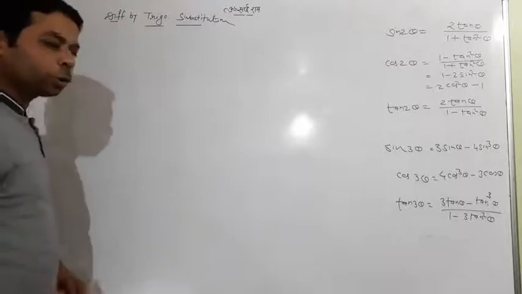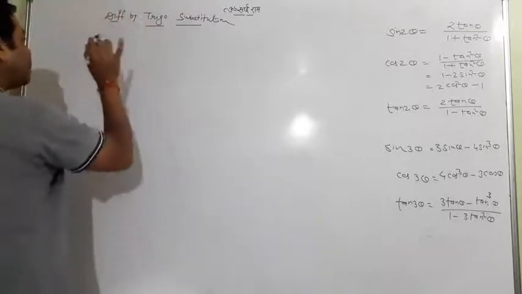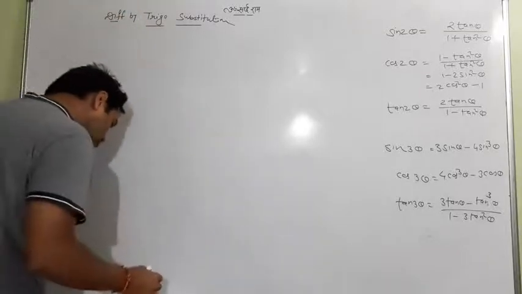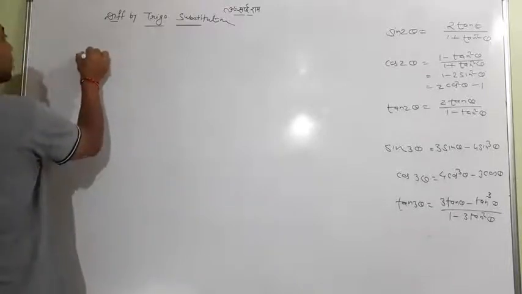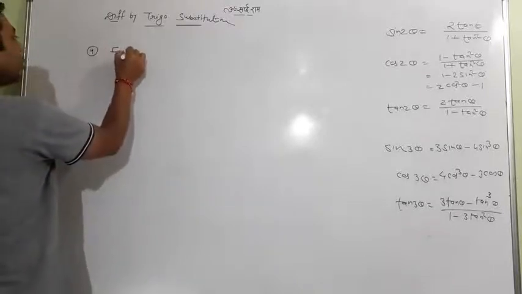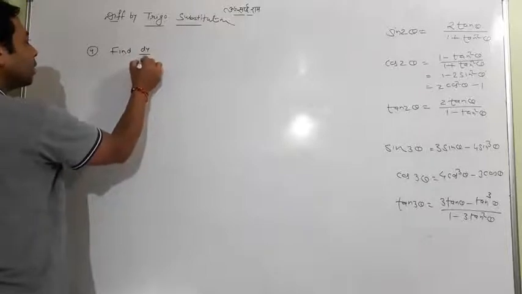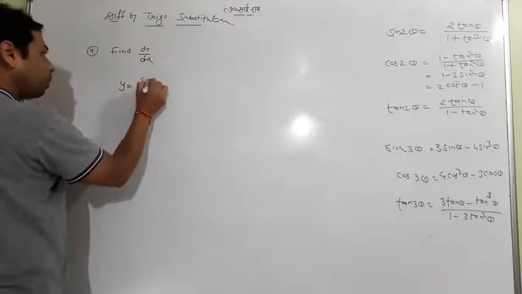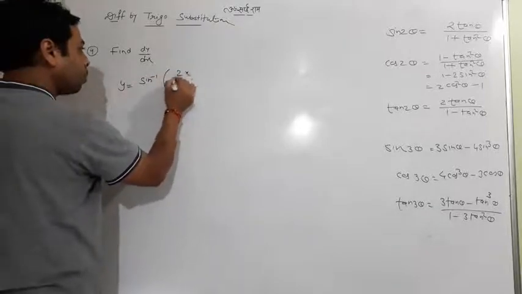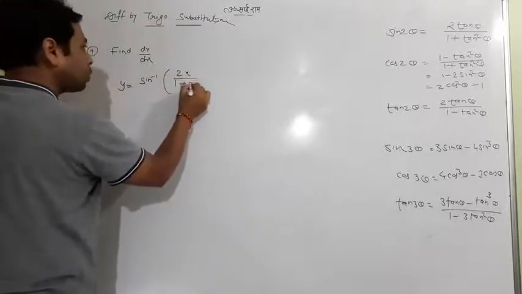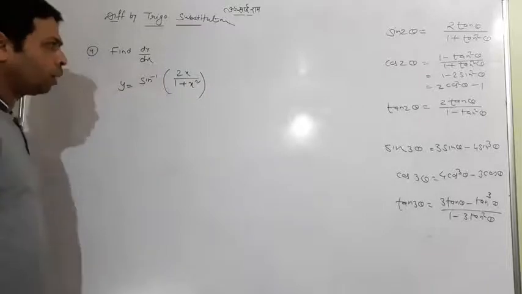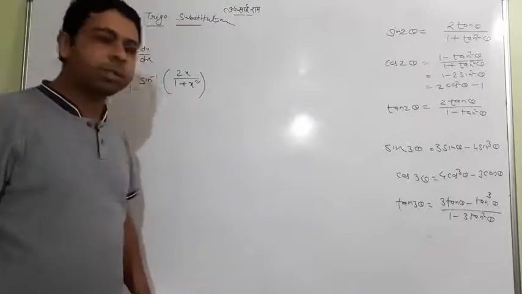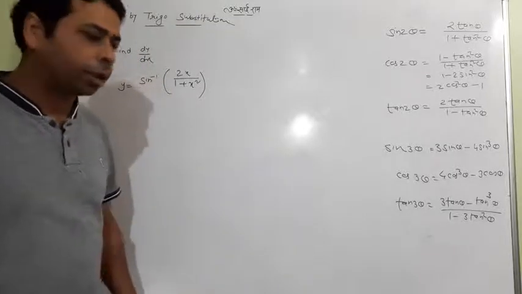How to do this question? Let me complete it first from my side. I just want to take a question. Question number 9 says, find dy by dx, where y is equal to sine inverse of 2x upon 1 plus x square. I hope, if I'm not wrong, that you haven't studied the differentiation of inverse functions till now.